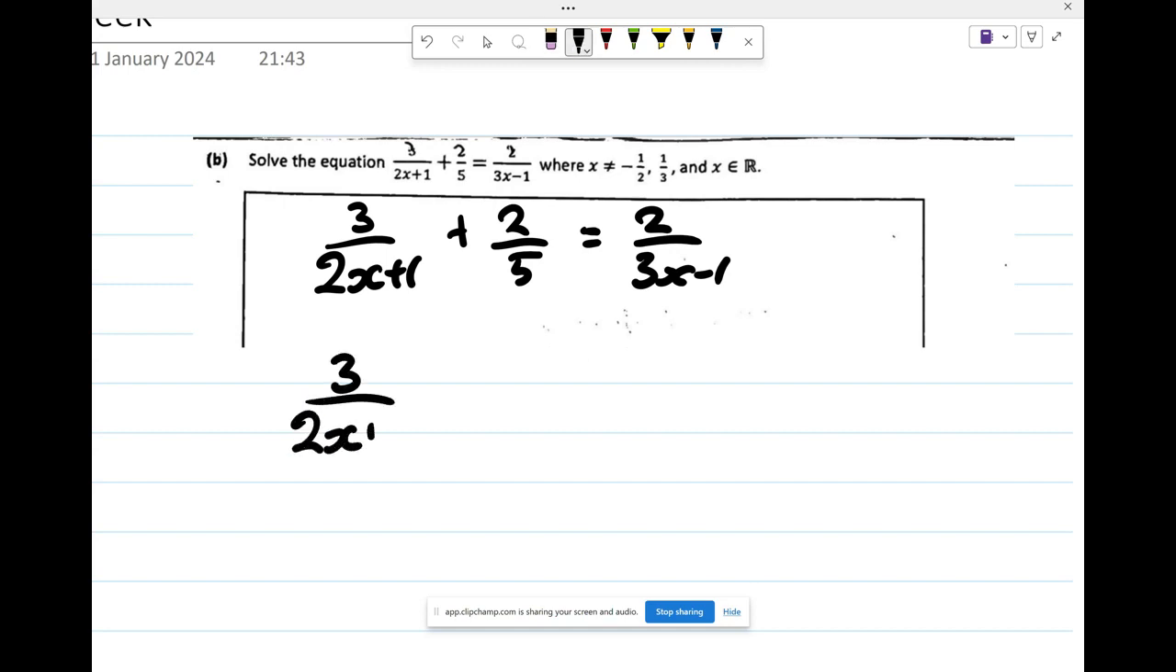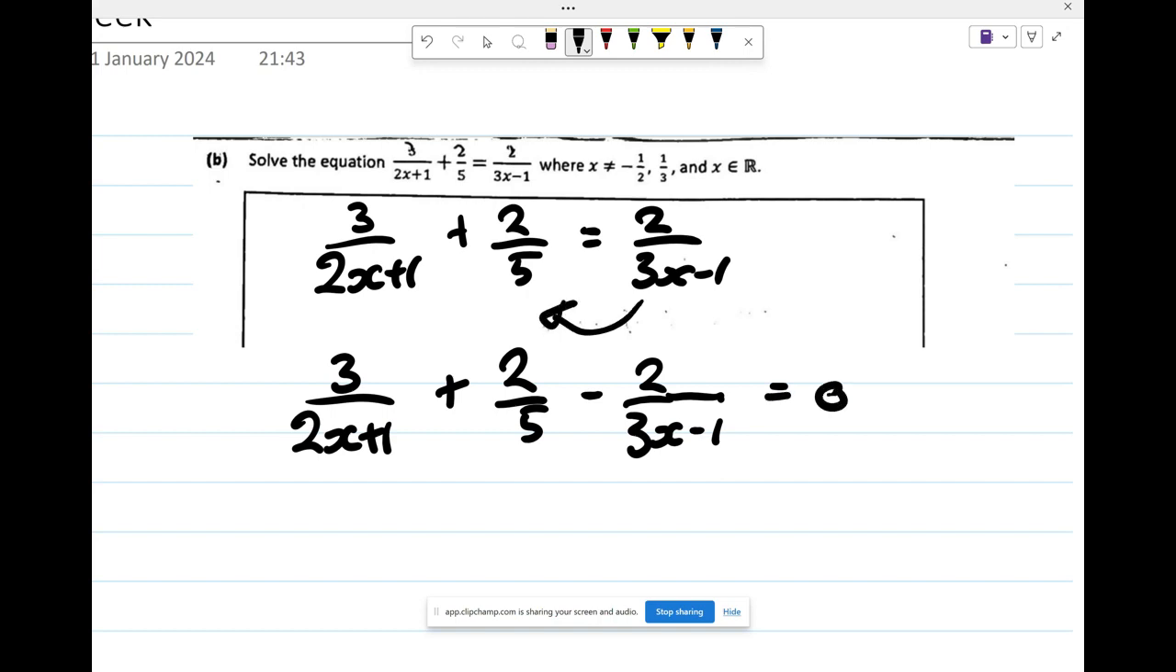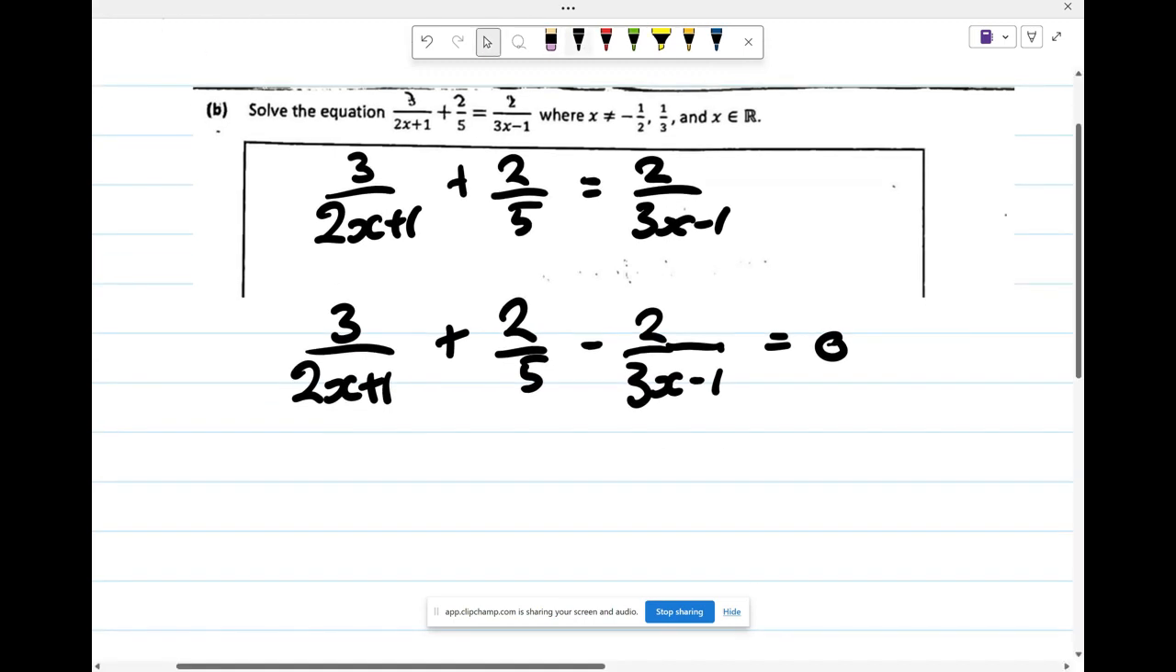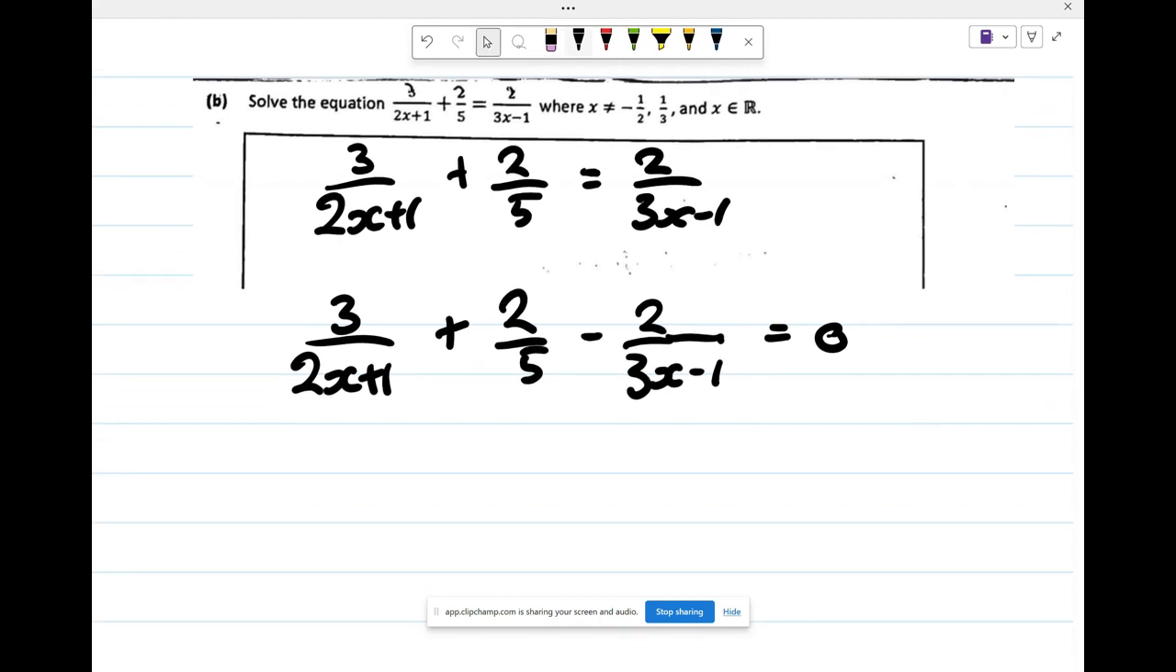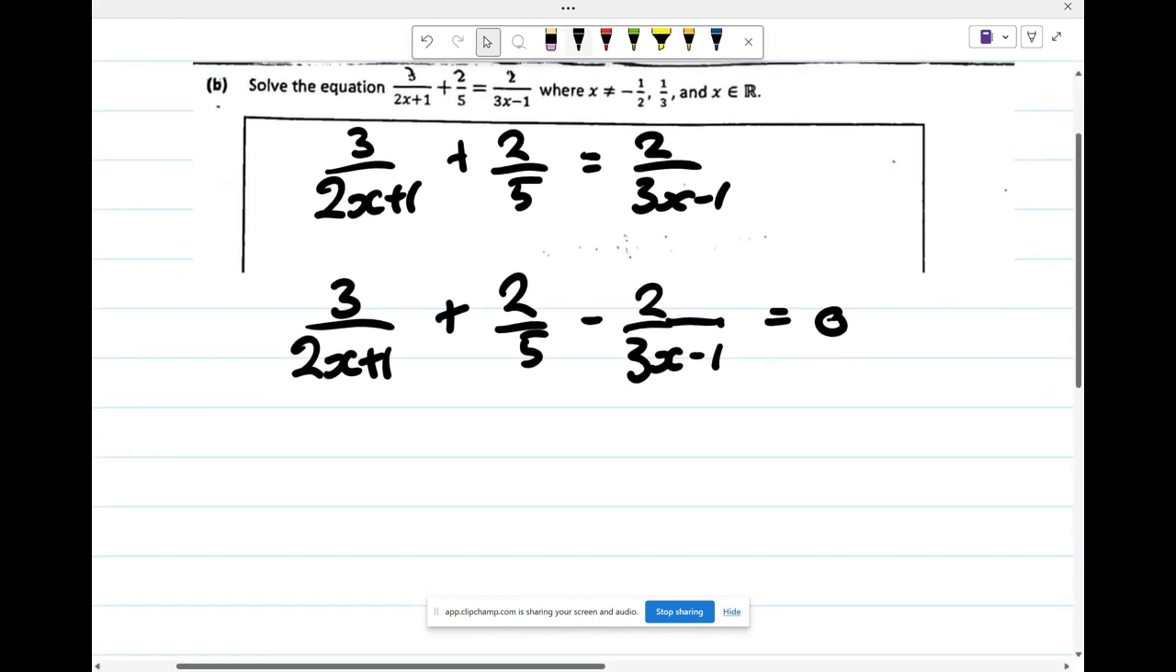So if we do that, we have 3 over 2x plus 1 plus 2 over 5, and then minus 2 over 3x minus 1. And all that's equal to 0. So we just minused 2 over 3x minus 1 from both sides. Okay, so now we can get to work trying to get x on its own. So when we ran through this in the grind, you were dead right. We're going to multiply by the lowest common denominator.